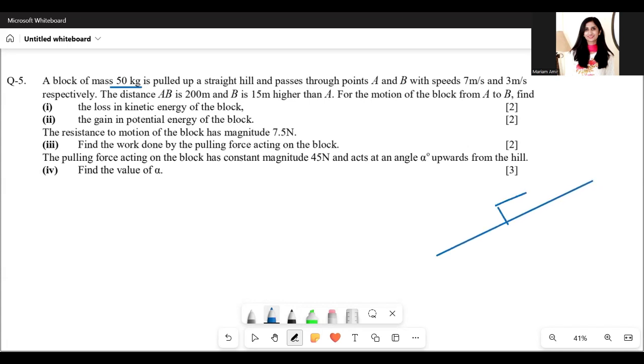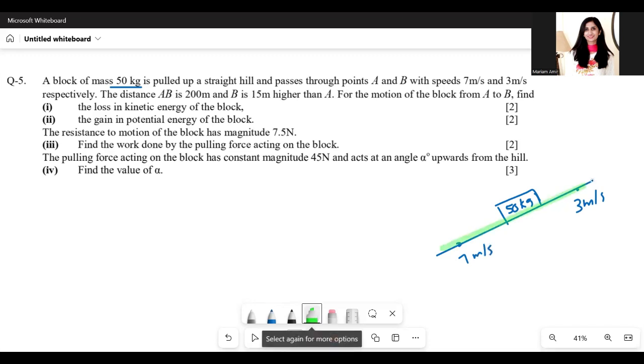The mass of the block is 50 kg. The speed is 7 somewhere over here and 3 somewhere over here. This distance is 200 meters, and this is 15 meters higher than the other point. For the motion of the block from A to B, find the loss in kinetic energy.